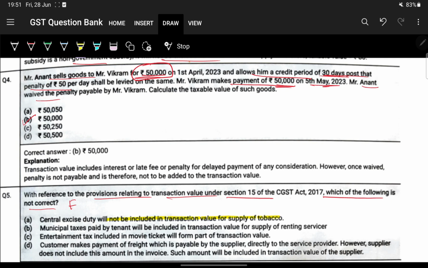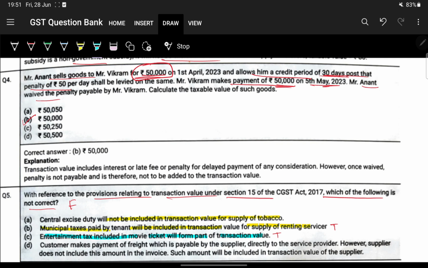Next, I will just read through the options. Municipal taxes paid by the tenant will be included in the transaction value for renting services. This is somewhat true itself, right? This is true. Next, entertainment tax included in a movie ticket will form part of the transaction value. Again, true. Any tax other than GST and TCS will have to be added.